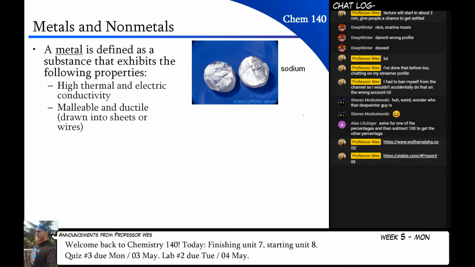This is how aluminum foil is made. You just take a chunk of aluminum, you squash it into a sheet, and then you tug on the sheet until it is the desired thickness, and then you cut it. That's aluminum foil. Ductile is the same thing, but with wires. You pull on it in one dimension and you eventually get a wire. You keep pulling until you get the gauge that you desire.